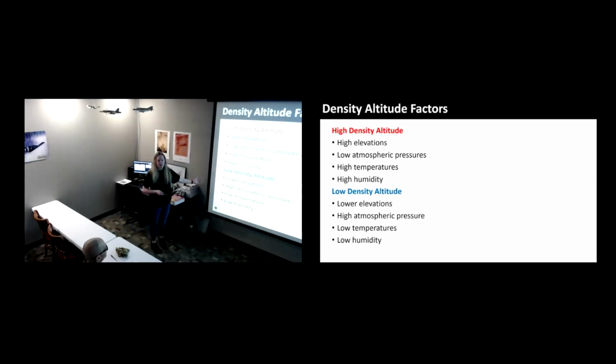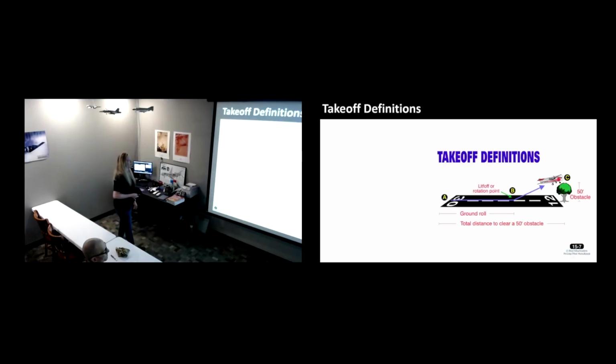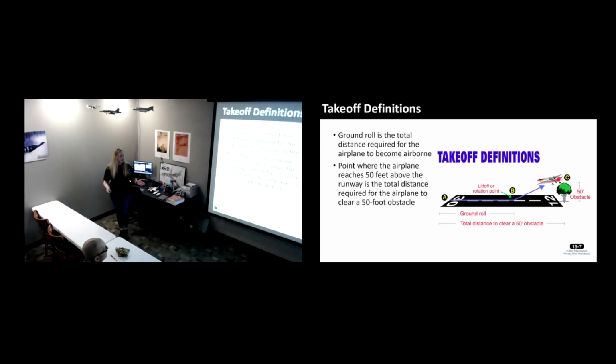Things that affect our density altitude. Okay, red is bad, blue is good. Takeoff definitions. Ground roll is the distance it takes from the airplane starting to roll to getting off the ground. And then we have the point at which the airplane reaches 50 feet above the runway. That would be our total distance.